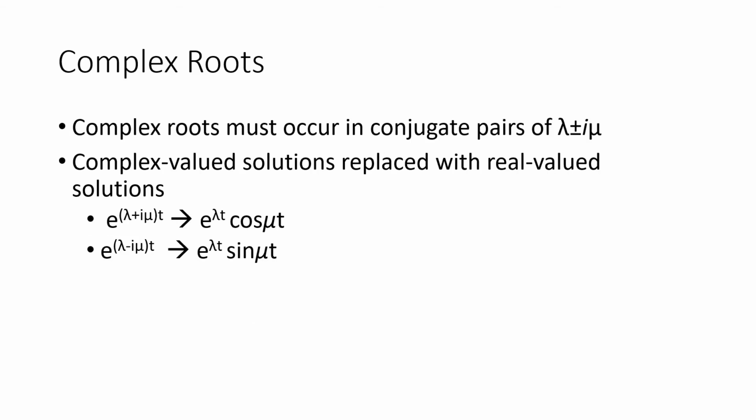So now let's take a look at complex roots. Sometimes the characteristic equation will have complex roots. These are always going to exist in conjugate pairs. They're not going to show up in other forms. This is because the coefficients for the characteristic polynomial are always going to be real number values. So you're not just going to get a random i or something.